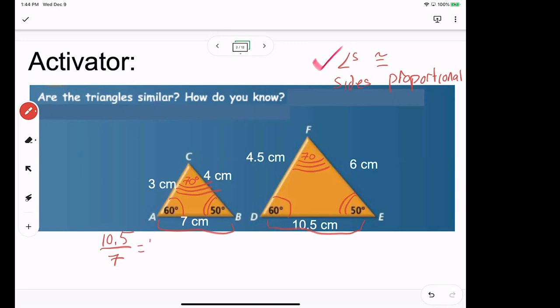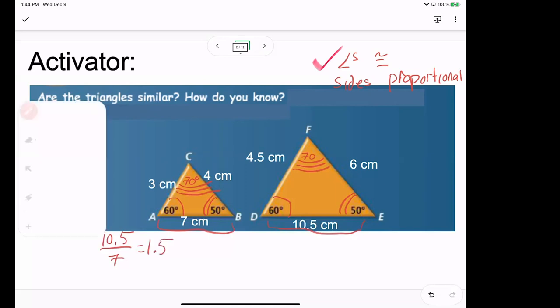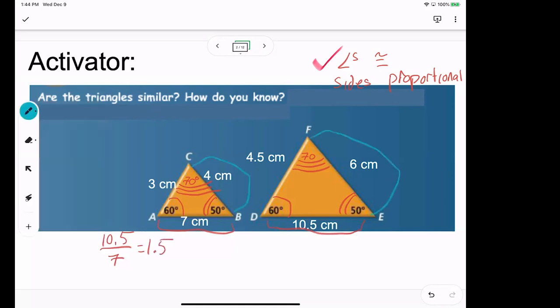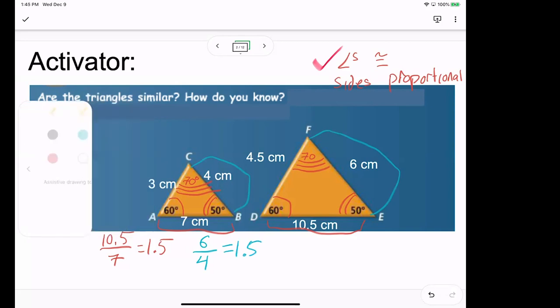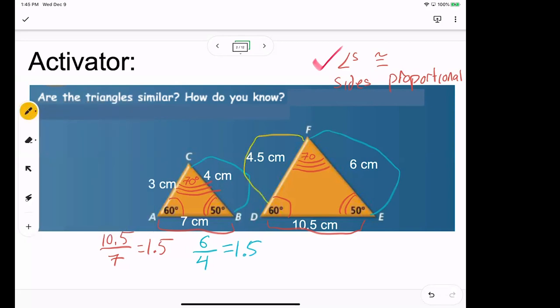We're going to do the same thing looking at our next pair of corresponding sides, EF and BC. And when we do that, we end up getting 6 over 4, which comes out to be 1.5. Okay, looking good. We've got the same scale factor on two of these so far. And let's take a look at the last sides. We've got DF and CA, and those lengths are going to be 4.5 and 3. When I divide those out, I get 1.5 as well.